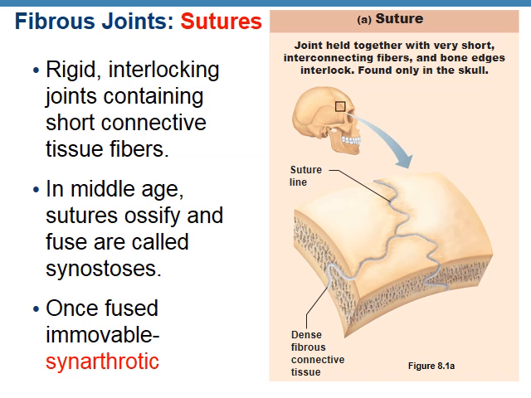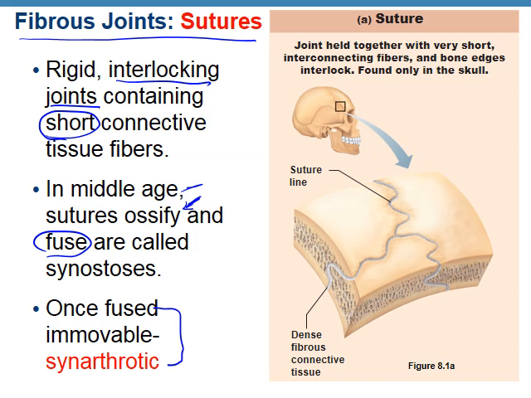So here's our first example of a fibrous joint called a suture. These are interlocking joints that contain short connective tissue fibers. In middle age, they're going to ossify, and you might want to use the word fuse, that's fine. And once fused, they're immovable, and we call that synarthrotic. So go to this figure, and you can go back and name, this is your temporal, parietal, frontal, occipital. What's actually holding your parietal and your temporal together is fibrous connective tissue, and then eventually it's going to ossify or become bone, and then you would not be able to separate those two cranial bones.